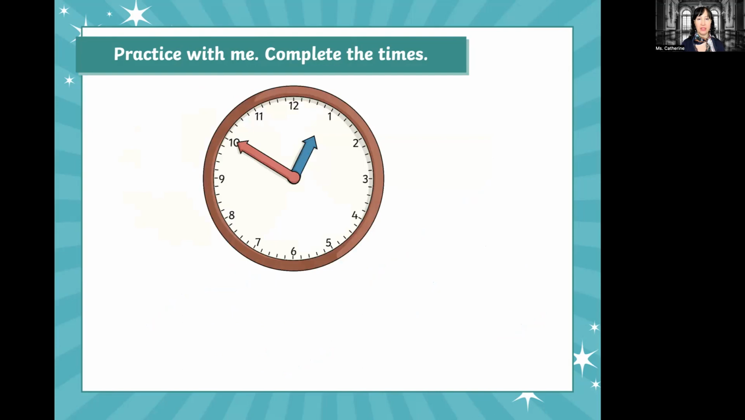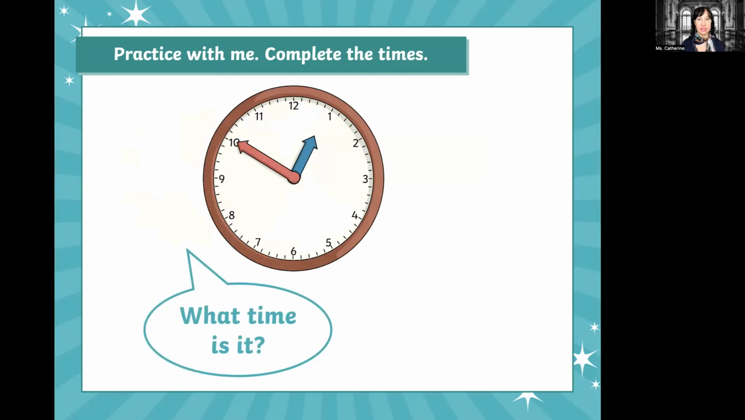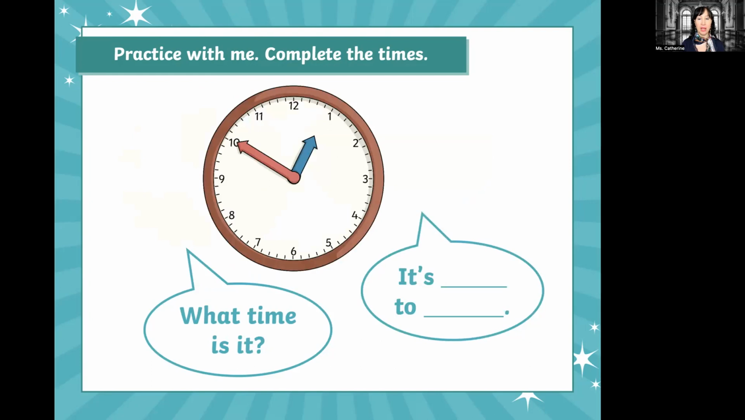Practice with me, complete the times. What time is it? It's blank to blank. Okay, so if it would be on this side of the clock, right? From the 6 to the 12. The long arrow is on the 10. Now look at the short arrow. Where is it? It's 10 to 1. This means we have 10 minutes until the next hour, okay? So the short arrow, the blue arrow, is between the 12 and the 1.